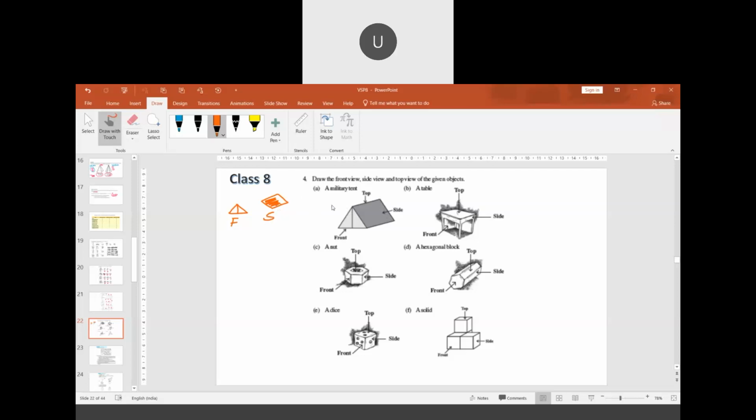What about the top view? Rectangle, sir. It looks something like this, I think. Line, sir. It is a line, isn't it? Okay. Other things you can try now. It's not that difficult. Yes, sir. We can do it.